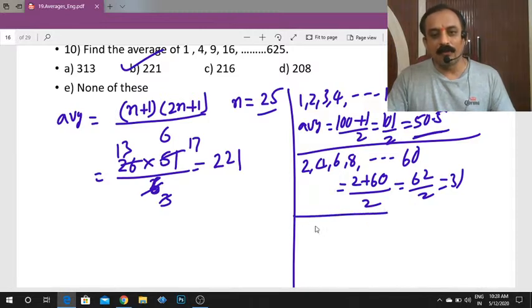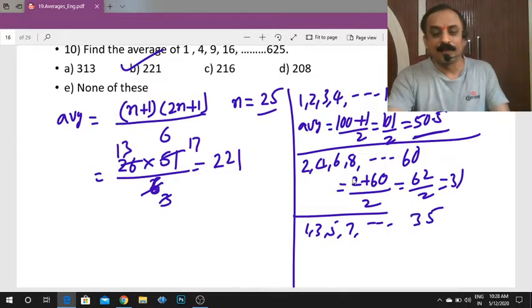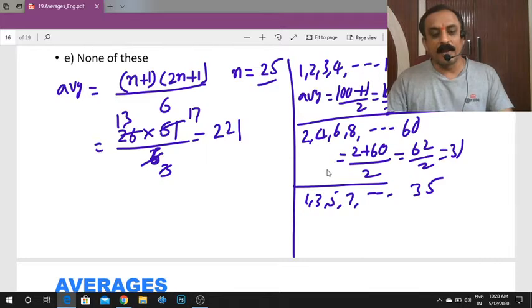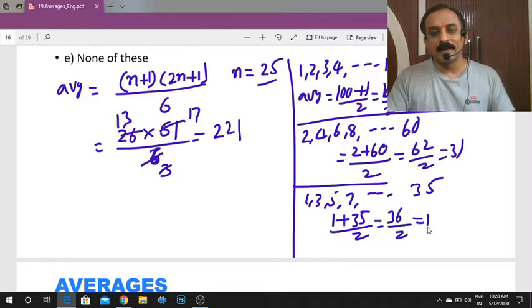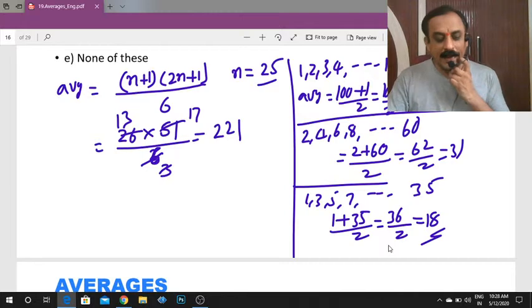What is the average of 1, 3, 5, 7, dash, dash, dash, 35? Again, it is also in arithmetic progression. First number plus last number by 2: 1 plus 35 by 2. It is 36 by 2, which is 18. It is 18.